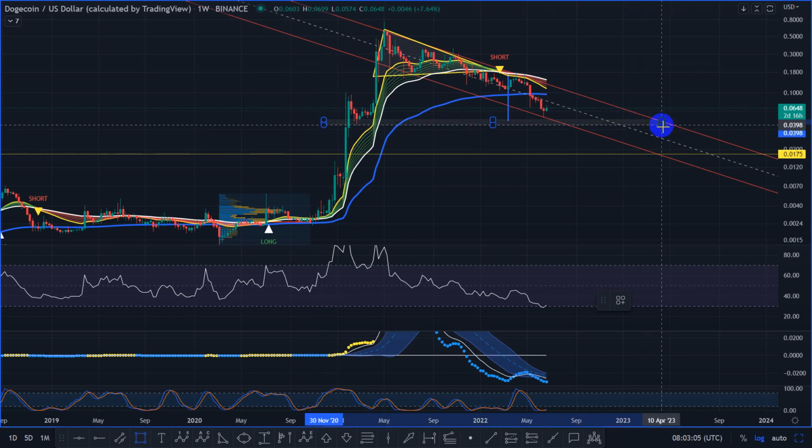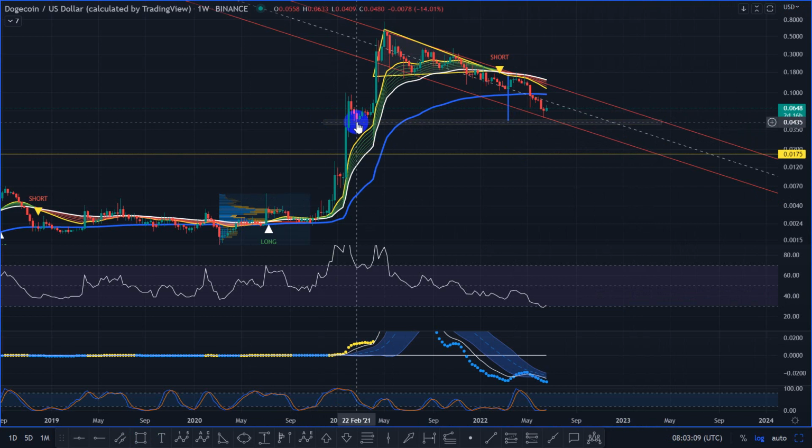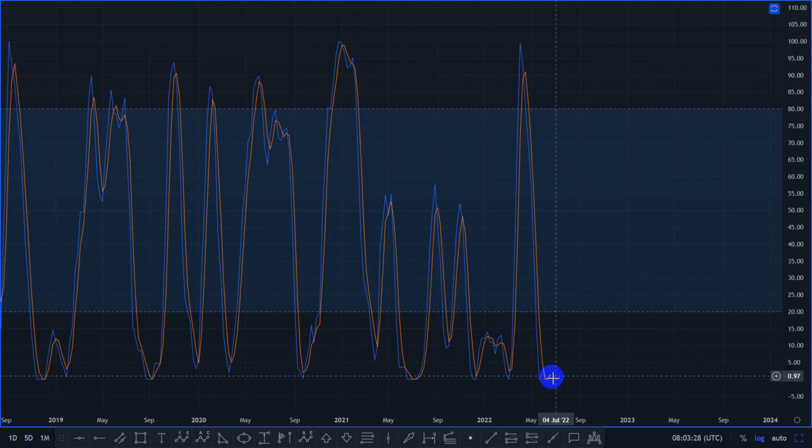And also notice how this area complies with this area, with this low. So we may still have some movement down here, and that will be another time when you may consider adding more into your Dogecoin if you're holding it and if you believe in it. Okay, now let's go ahead. How about stochastic RSI? Well, it's down here.